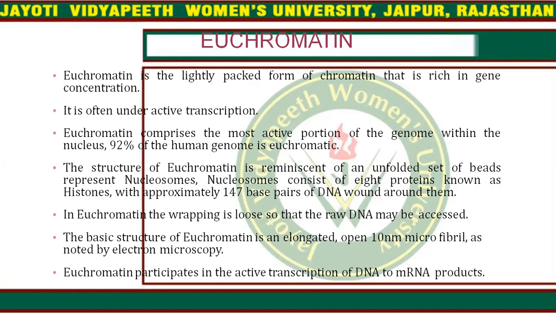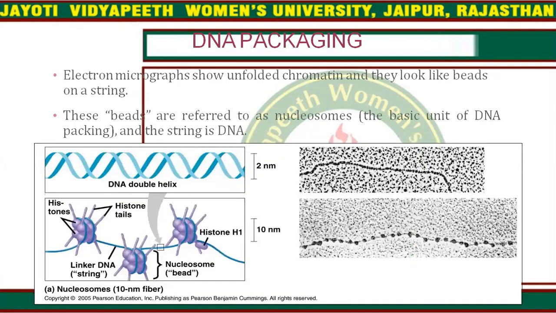The structure of euchromatin is reminiscent of an unfolded set of beads representing nucleosomes. Nucleosomes consist of eight proteins known as histones with approximately 147 base pairs of DNA wound around them. In euchromatin, the wrapping is loose so that the raw DNA may be accessed, and the basic structure of euchromatin is an elongated, open 10 nanometer microfibril as noted by electron microscopy. Euchromatin participates in the active transcription of DNA to messenger RNA products.